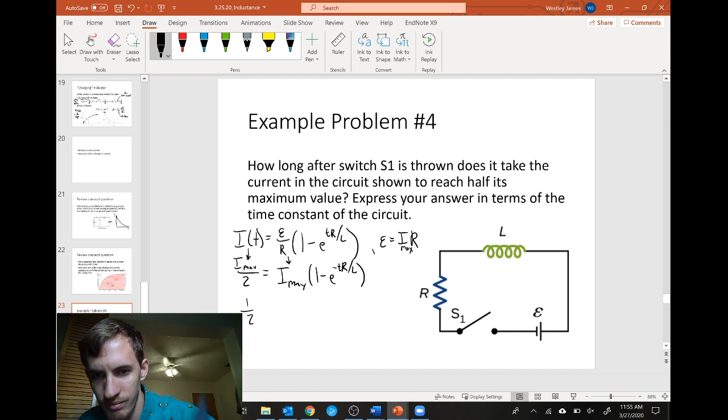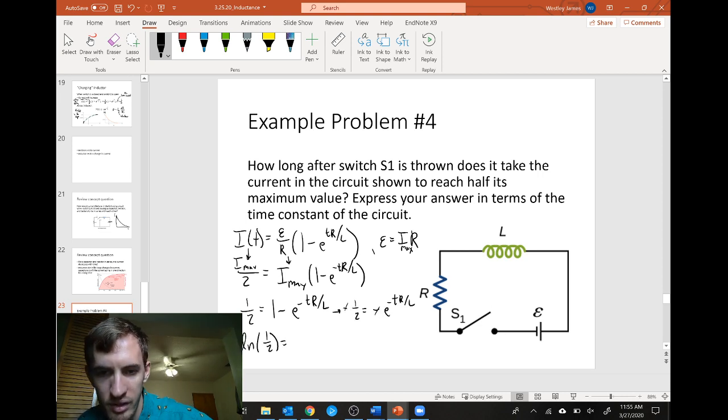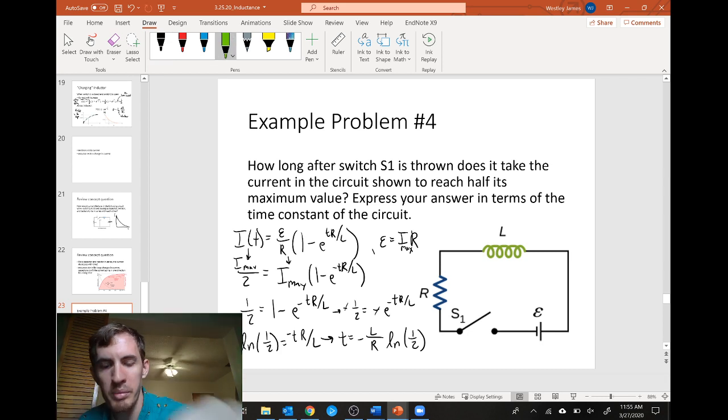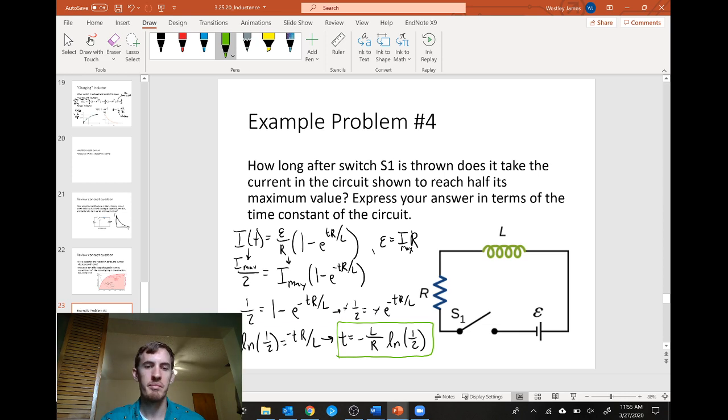So you just get 1/2 equals 1 minus e to the negative t R over L. So I get e to the negative t R over L equals 1/2. And you get here that t equals negative L over R ln of 1/2. Now, you may be wondering, isn't this a problem because I have a negative sign? Ln of 1/2 is a negative number. So the negatives end up canceling, so you get a positive time.